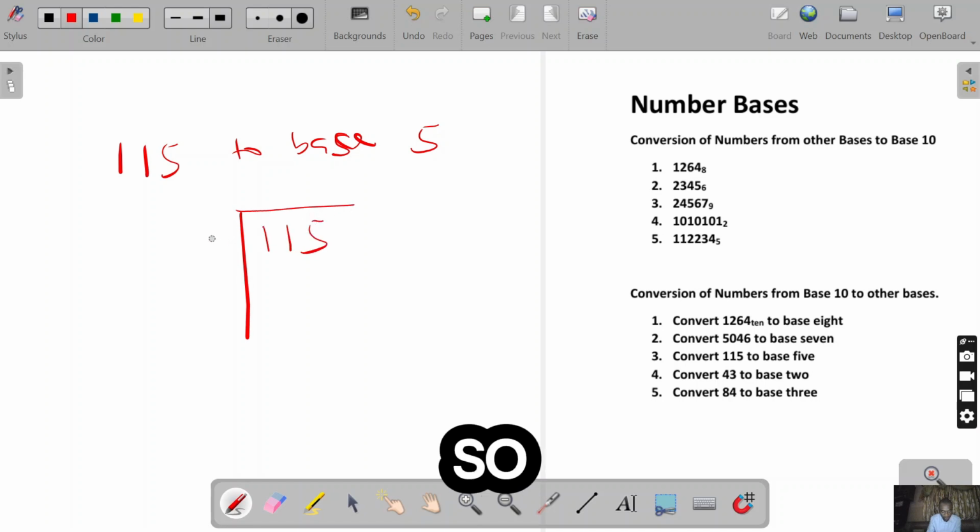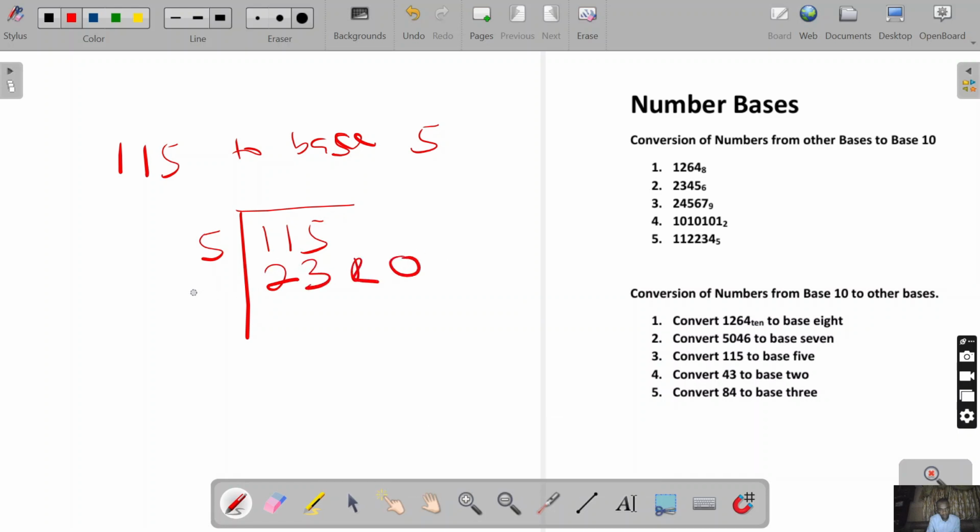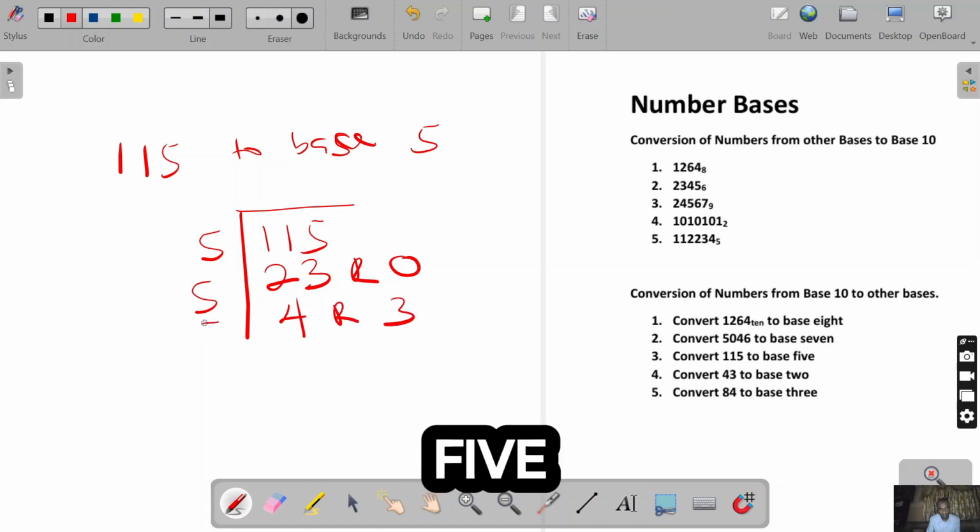So 115. 5 goes in 11 is 2. 5 times 2 is 10. Remainder 1. 5 goes in 15 becomes 3. Remainder 0. There's no remainder. 5 goes in 23 is 4. That's 20. 20 from 23 is 3. Remainder 3. Now 5 cannot go in 4. So I'll be left with 0.